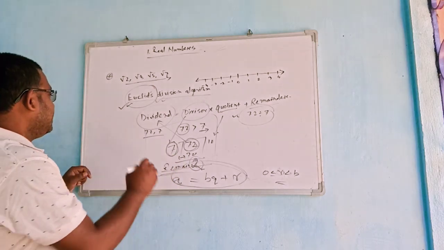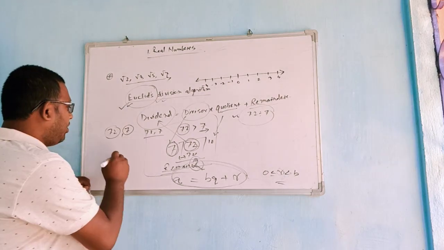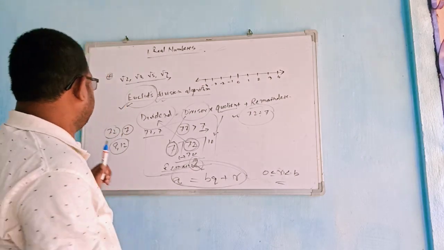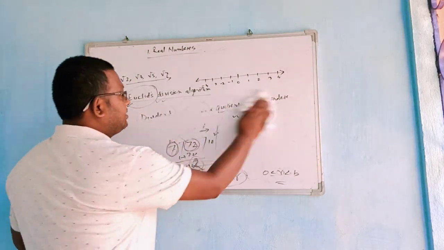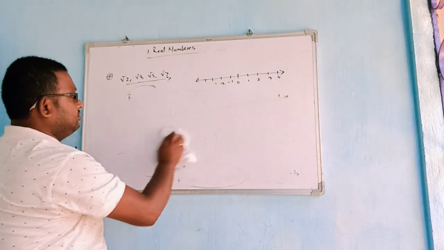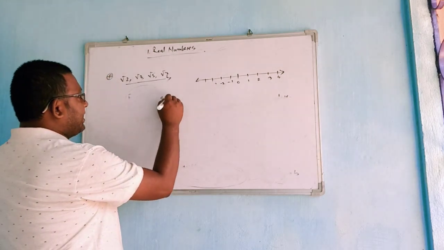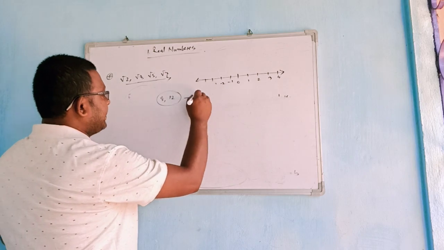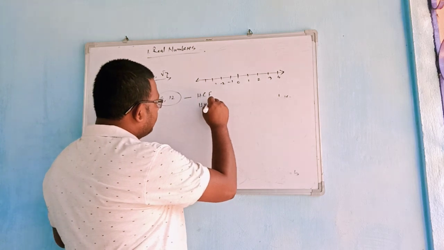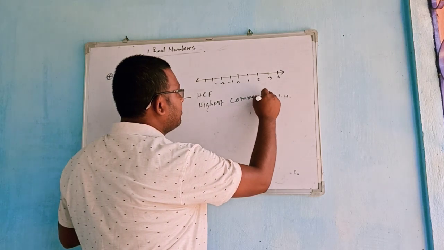Another way, we can find the HCF using Euclid's division algorithm. How can we find it? Suppose we are asked to find the HCF of 8 and 12, very small numbers. Let us try. So what is that example? 8 and 12, find the HCF. What is HCF? HCF is the highest common factor.